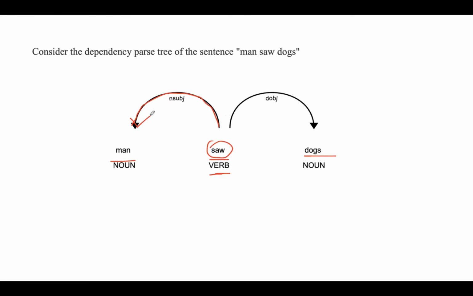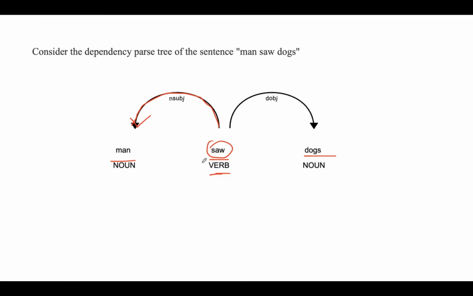So the main intuition for the root is that it is the main word which describes the aboutness of a sentence. So although the sentence is all about the man and dogs, it is more strongly about the fact that someone saw someone. So it is about this fact only. Someone saw someone. So saw is considered as the root word.